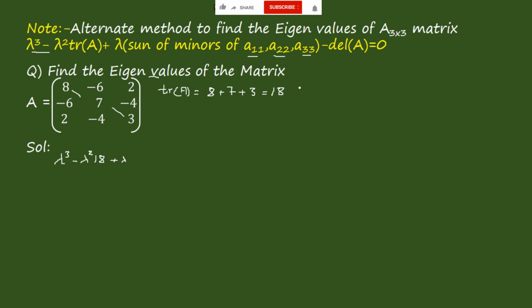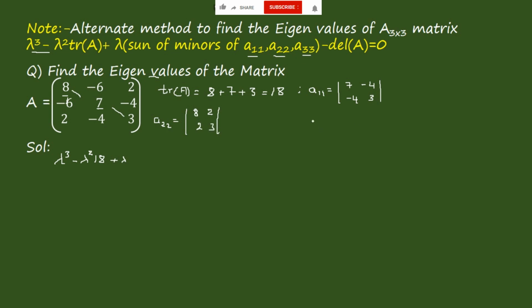Let us define them one by one. What is A11? It is 8, so we find its minor. If you remove the row and the column of A11, we get a 2 cross 2 matrix, which is 7, minus 4, minus 4, 3. Now coming to A22, we remove its row and column, so the remaining elements are 8, 2, 2, 3.